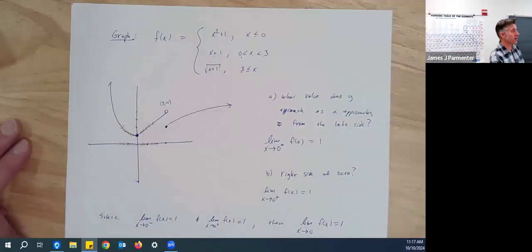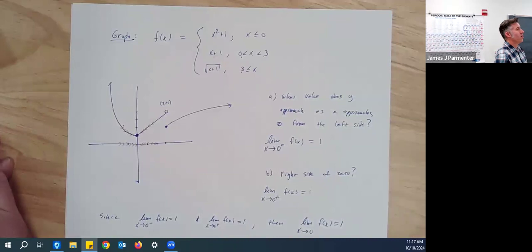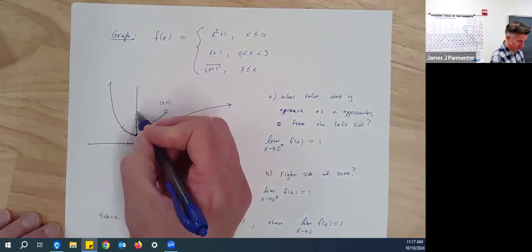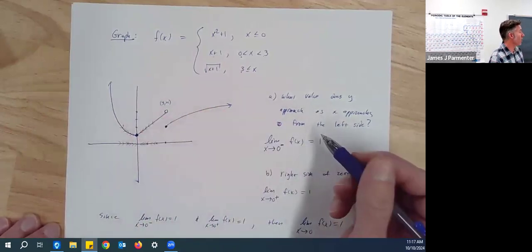And all that means is that as x gets really, really close to 0, the y values get really, really close to 1. What it doesn't mean is that we know anything about what's going on at 0. This function, I could have changed it up a little bit and made that point an open circle there and put the point up there like 0, 4, and the limit would still be 1.